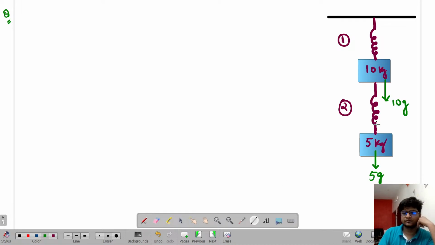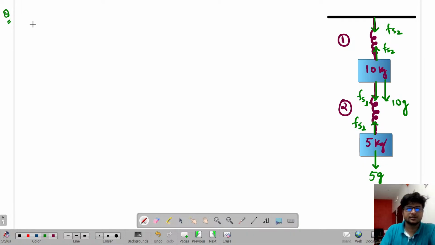This is spring force 1. This is spring force 2. This is sorry, spring force 1 only, because I'm looking at the first spring itself. Is that clear or not? This will be spring force 2, and this will be spring force 2. Now look over here.